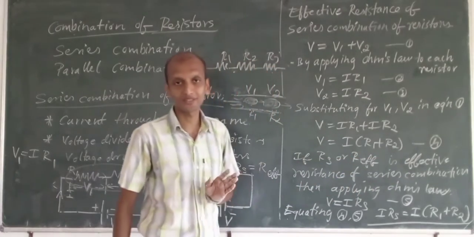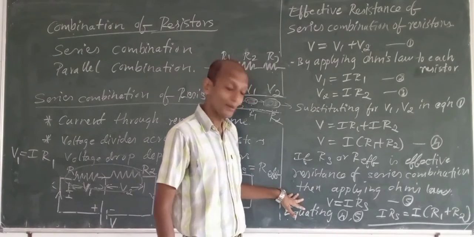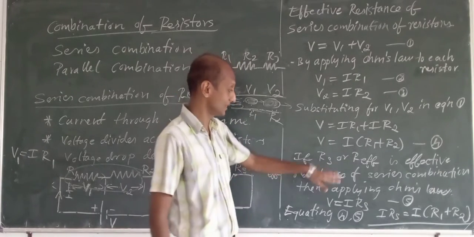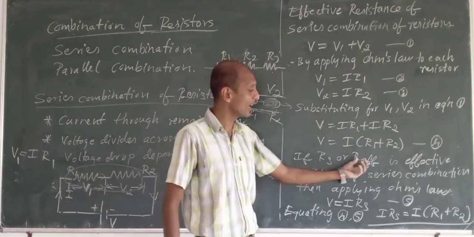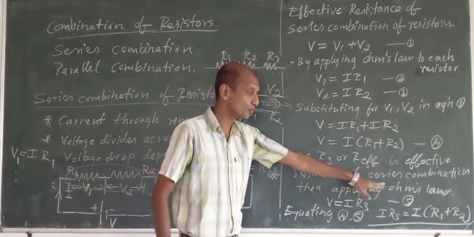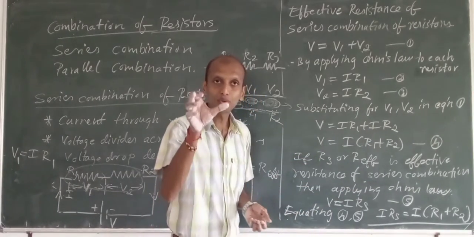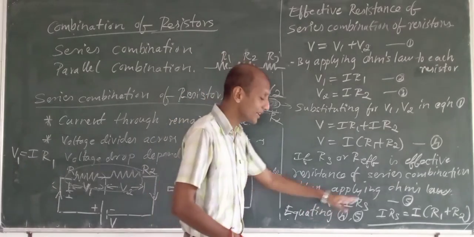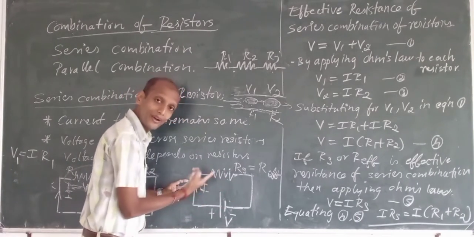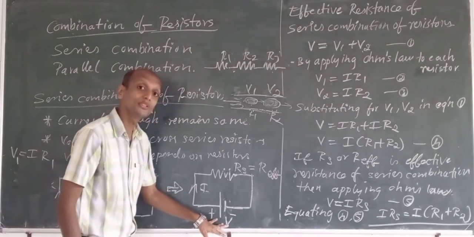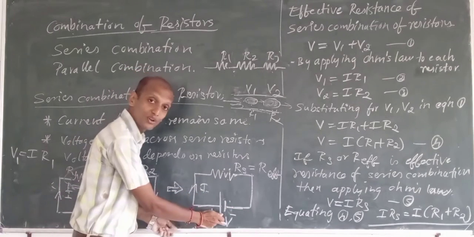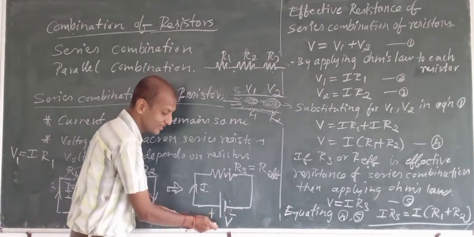Now, let Rs, or R effective, be the total or effective resistance of the series combination of resistors. Then, applying Ohm's law to this circuit, where the total resistance Rs is connected, how can I write for V using Ohm's law? Here the resistance is Rs, isn't it? So I can write it as what?